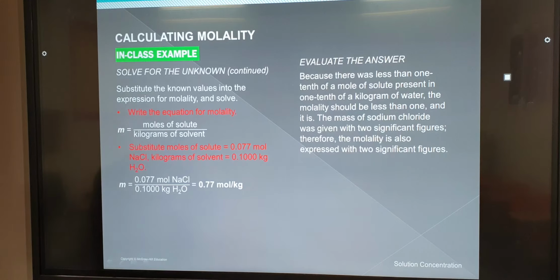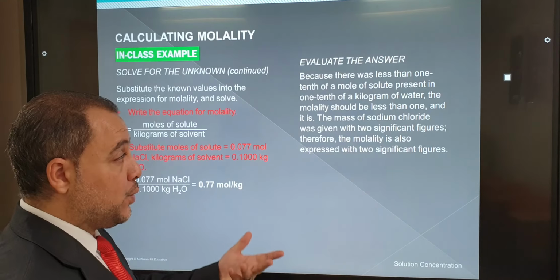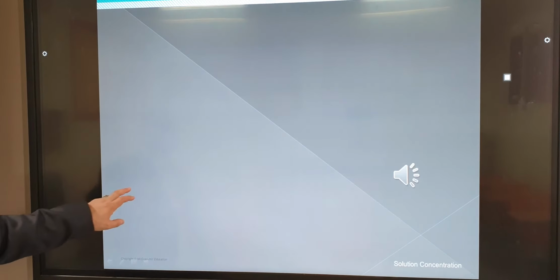Because there was less than 1/10 of a mole of solute present in 1/10 of a kilogram of water, the molality should be less than 1. The mass of sodium chloride was given with 2 significant figures, therefore the molality is also expressed with 2 significant figures. Okay? Understand?